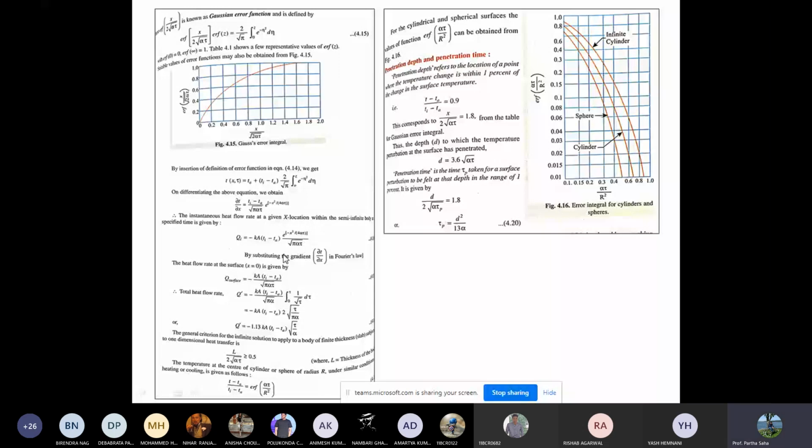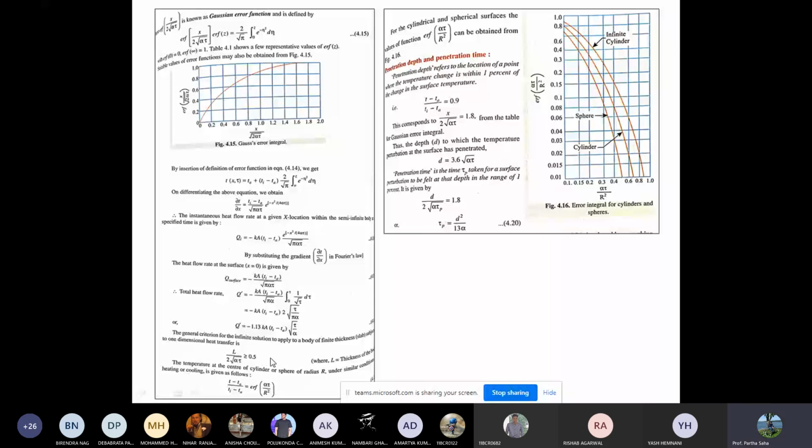Now by substituting this value of del T by del x in the equation, the heat flow rate at the surface, that is at x equal to 0, is given by q surface equals minus k (Ti minus Ta) by square root of pi alpha tau. This is the equation, right? Total heat flow is given by this formula, minus 1.13 k (Ti minus Ta) square root of tau by alpha. The general criterion for the infinite solution to apply to a body of finite thickness is that L by 2 square root of alpha tau is greater than or equal to a certain value.